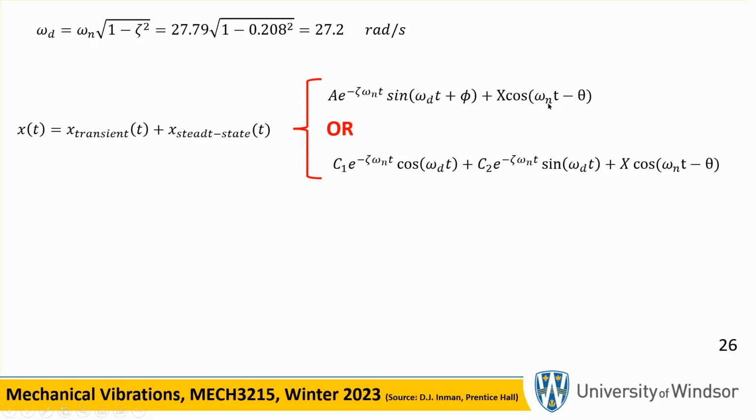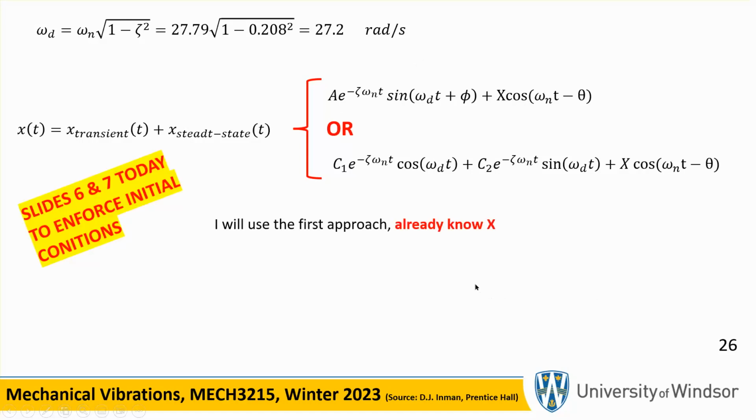And there's a mistake here. This should not be omega n. This should be omega. Of course, when I do my calculation, I will fix it. This is not omega n. This is the driving frequency. I think it was 30, right? This should be 30, not omega n. Move on.